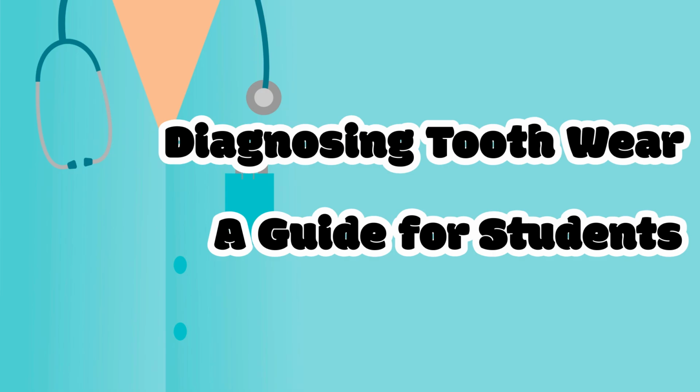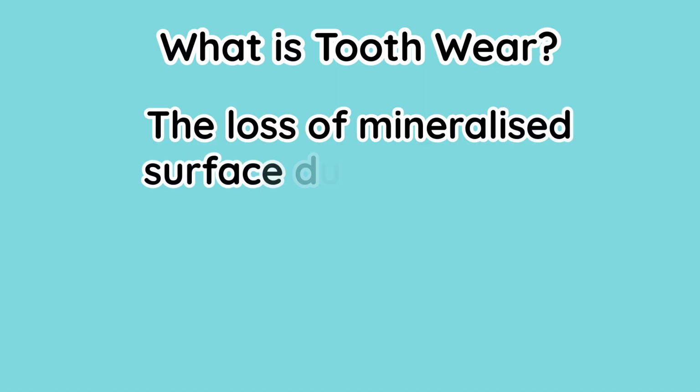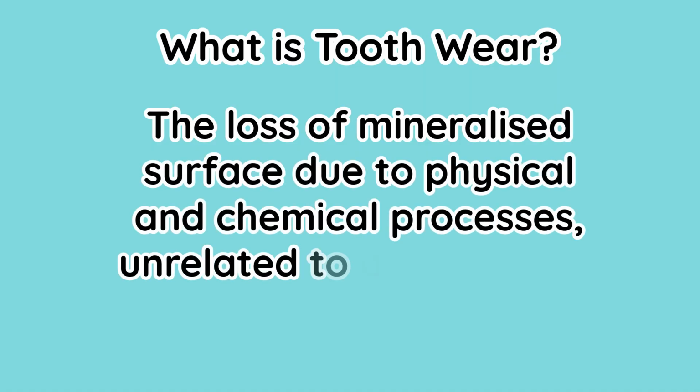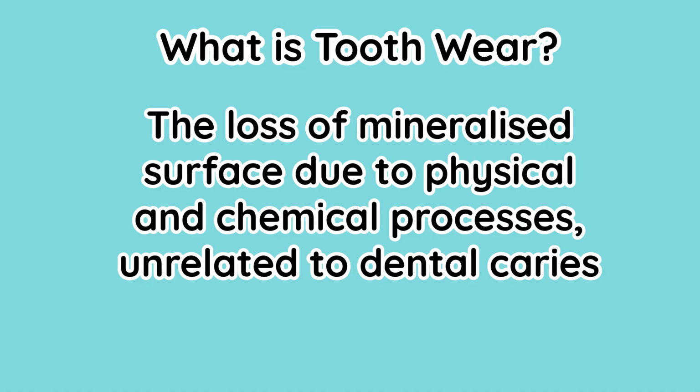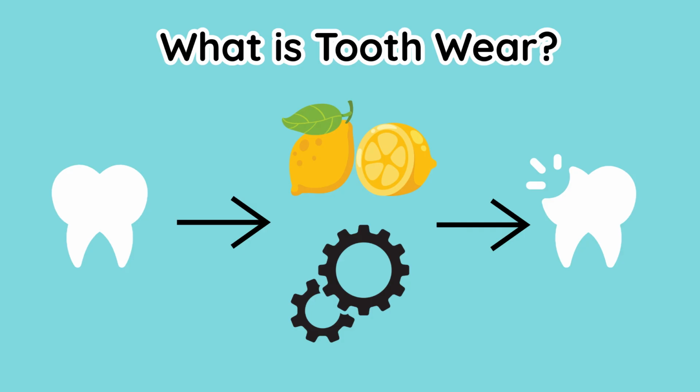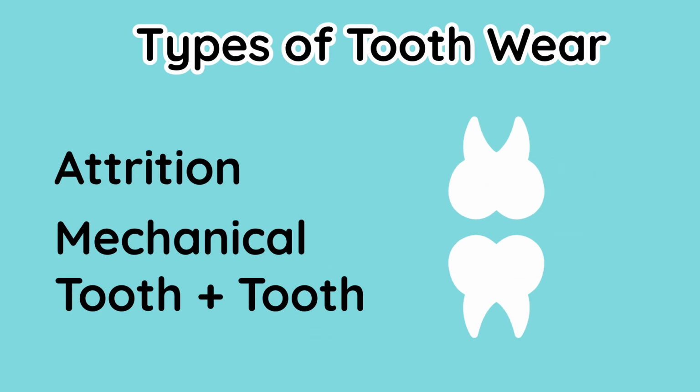Diagnosing toothwear for students. What is toothwear? Toothwear is the loss of tooth structure through many different processes such as chemical processes or physical processes. Toothwear is the third most commonly observed condition where it affects the enamel and the dentine, which causes functional, aesthetic, and psychological implications.